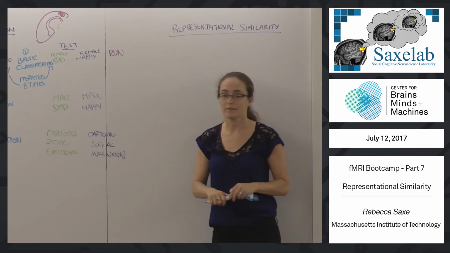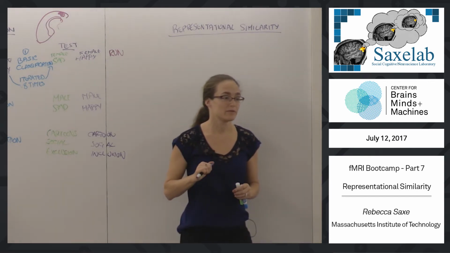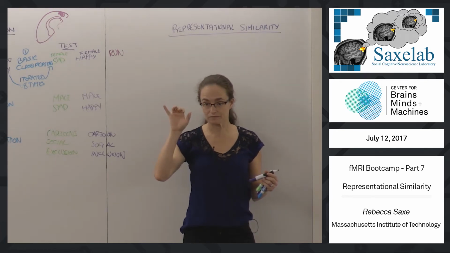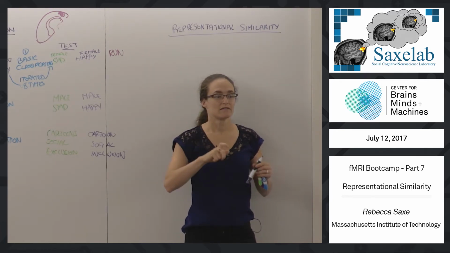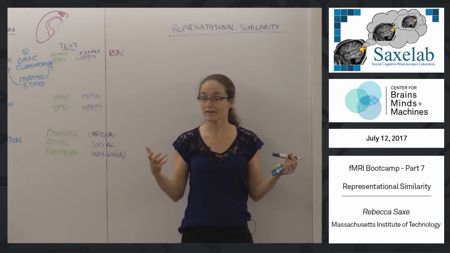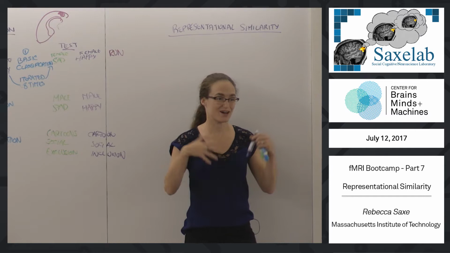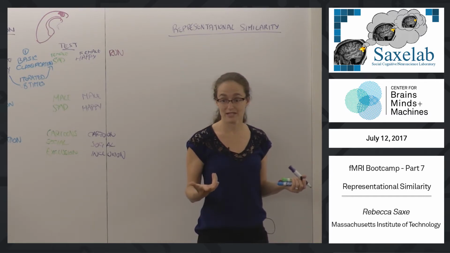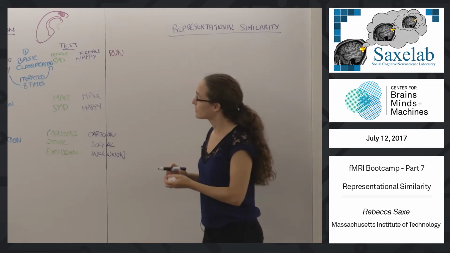Okay, so now we're going to talk about another approach that people have taken to this same question, which is, sure, you found that you could distinguish two things, but you want to know why. You want to know what the basis is on which you could distinguish them, or what information the population that you're studying represents.